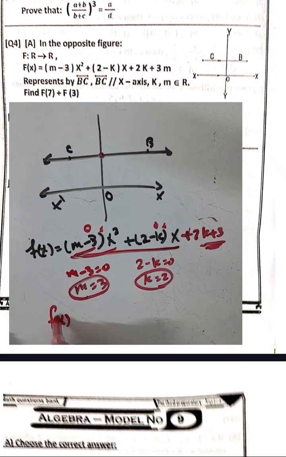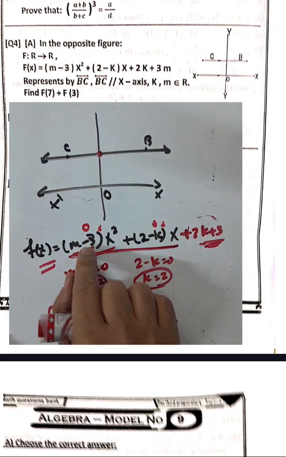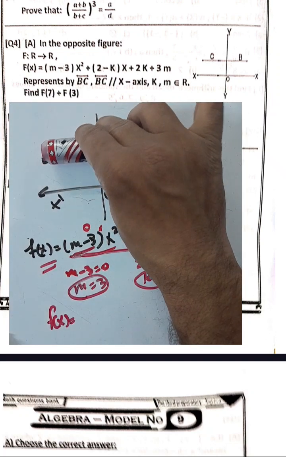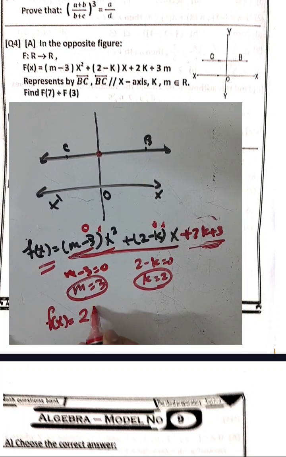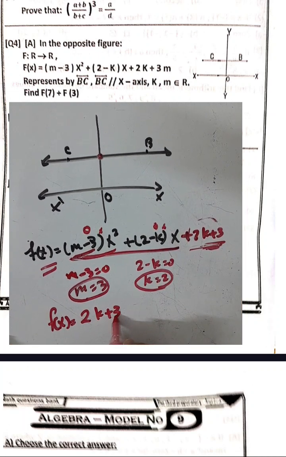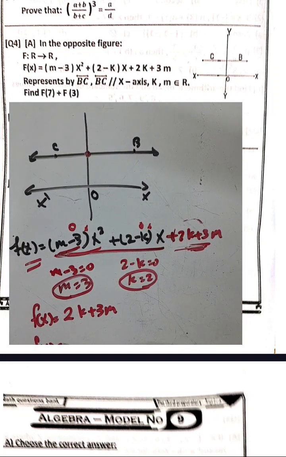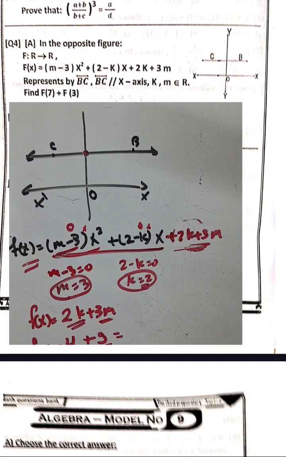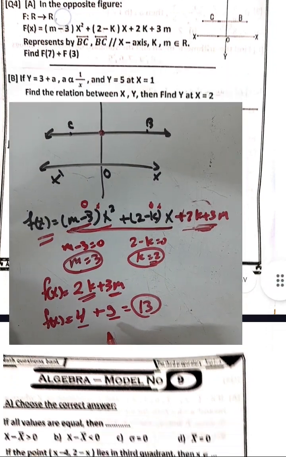But this function, what do we call it? f of x equals what? We can cancel two terms here because the coefficient here will be 0 and the coefficient here will be 0, because this straight line is parallel to x-axis. Then we call this a function of 0 degree. The function will be equal to the constant, 2k plus 3m. Then write the value of k, 2 times 2, it will be 4, and 3 times m, 3 times 3 equal 9. Then 4 plus 9 equal 13. So the value of this function will be 13.